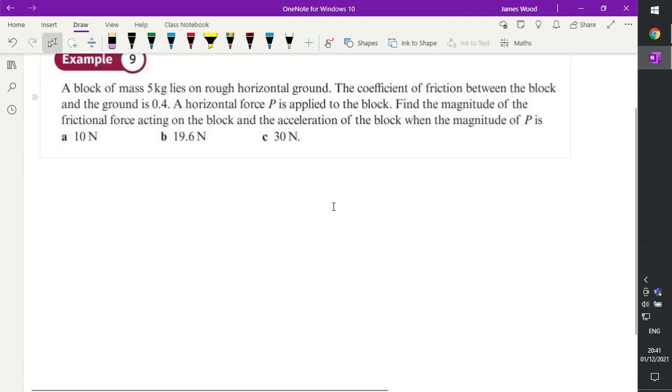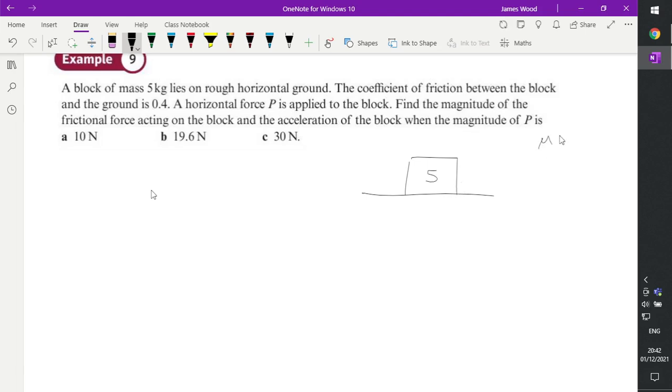Okay, this one's very similar. Have a go at this question, maybe pause the video and have a go, and then we'll go through it in a second. So here we've got a similar question. The mass is 5 kilograms. The value of mu now is 0.4, and a horizontal force P is applied to the block. Find the magnitude of the frictional force and the acceleration when P is each of these values.